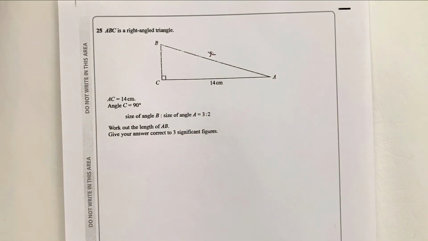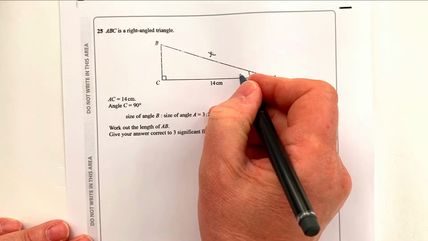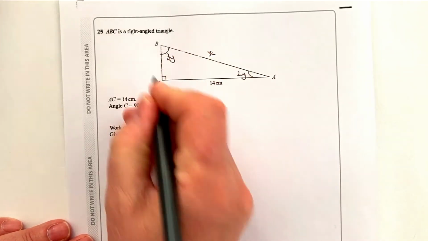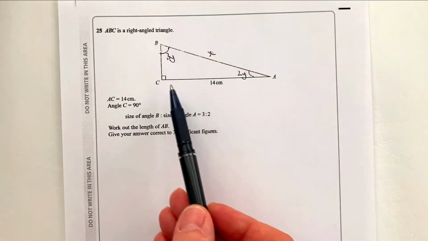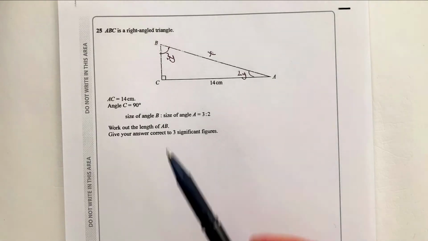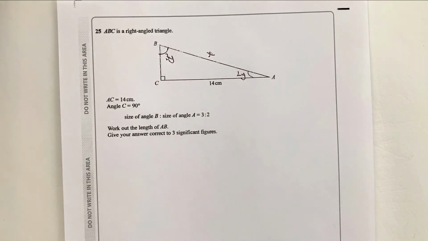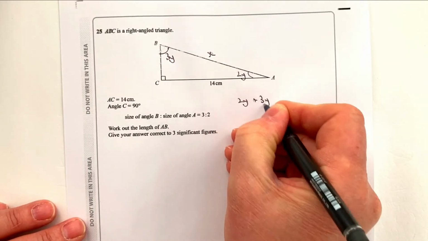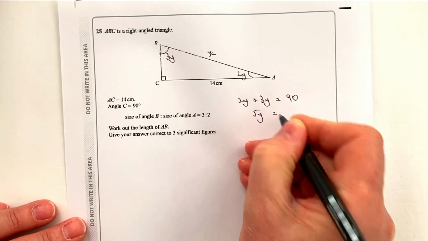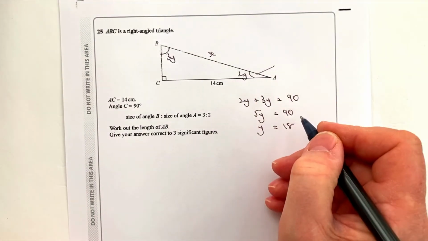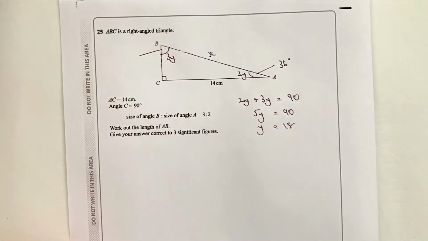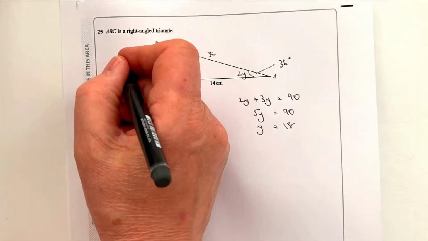What I would do is, and I'm going to confuse you a little bit, if this is 2y and this is 3y, we've got 2y plus 3y equals 90 degrees because those two angles added together are going to be 90 degrees. It's a right angle triangle. One of the angles is 90, the other two added together is going to be 90. So 2y plus 3y equals 90, which means 5y equals 90, which means y is 90 divided by 5, which is going to be 18, I think. So this angle over here is 2 lots of y, which is 36 degrees, and this angle here is 3 lots of y, which is 54 degrees.